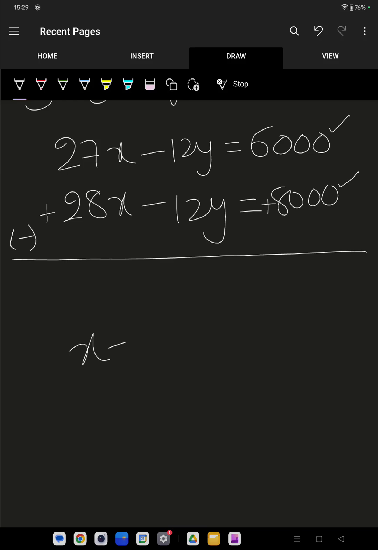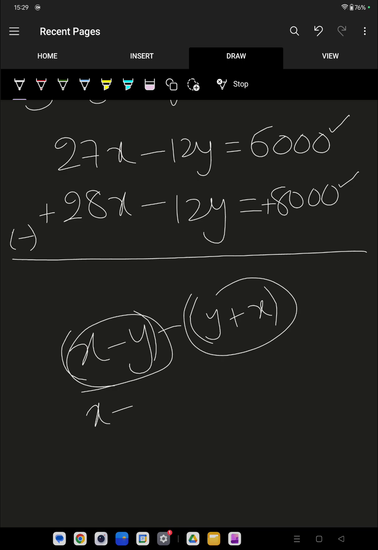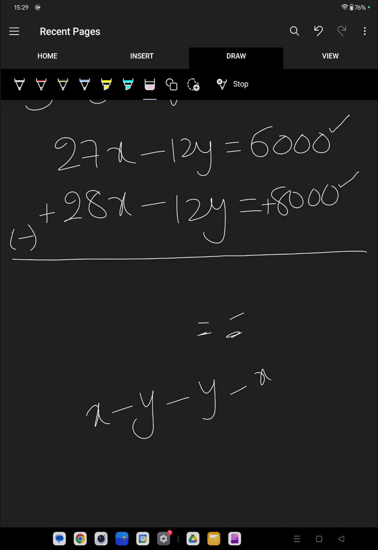Let's say for example, x minus y, and if I want to subtract y plus x from this term, then what will happen? x minus y, here it is plus, minus into plus is minus y, minus into plus is minus. Here if you observe, the signs are changing because we are doing multiplication. That is the reason we change the sign. So here also the same thing.